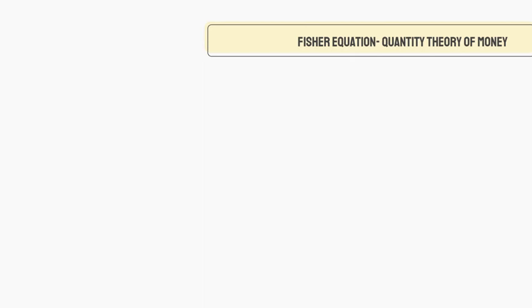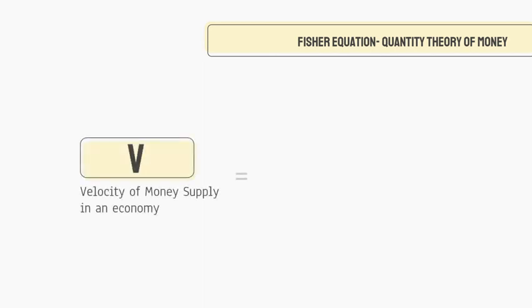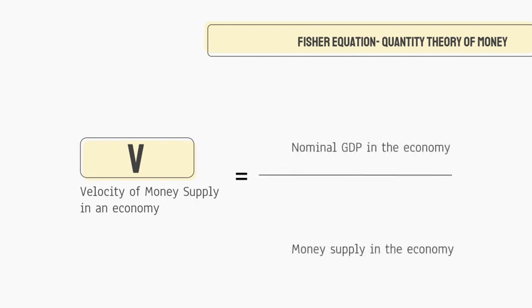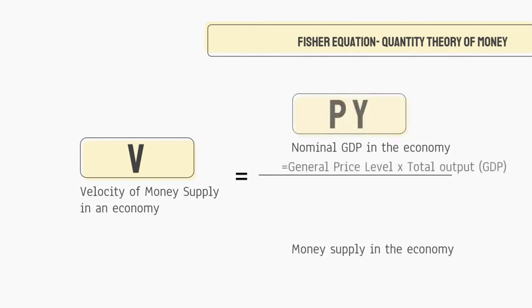What must be mentioned here is that the quantity theory of money can be interpreted in several alternative ways, and we shall only be looking into one of these interpretations. The quantity theory of money defines velocity of money supply, denoted by V, as the ratio of nominal GDP of an economy to the money supply in that economy. Nominal GDP is nothing but the product of the general price level of an economy, P, and the total output of an economy, Y.